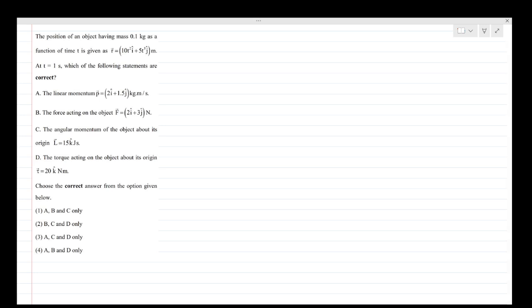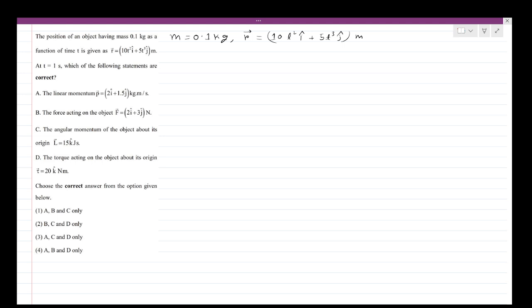In this question, the position of an object having mass 0.1 kg. So mass is given as 0.1 kg. At time t, the position vector is given in vector form, that is r vector equals 10 t square i cap plus 5 t cube j cap meter. Now at t equals 1 second is given. Now the question is which of the following statements are true.